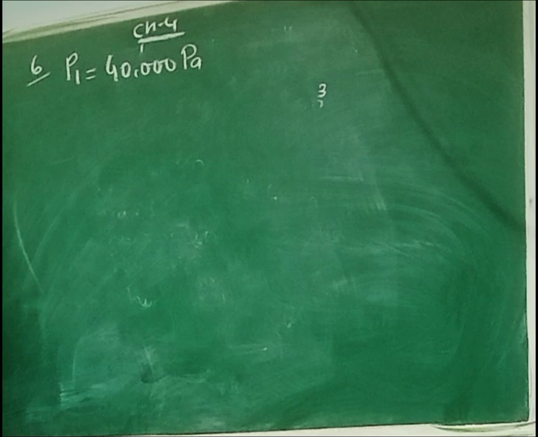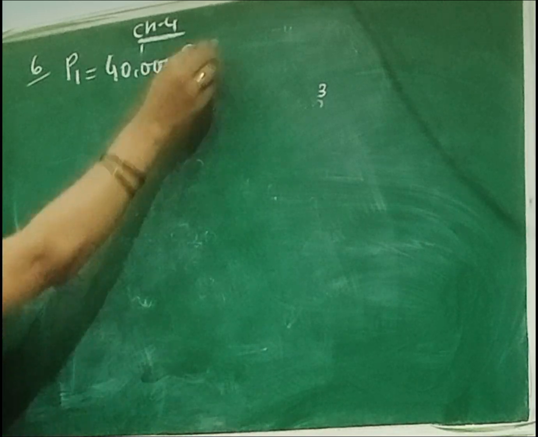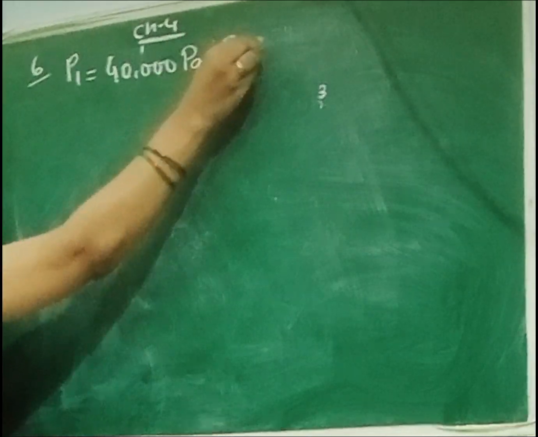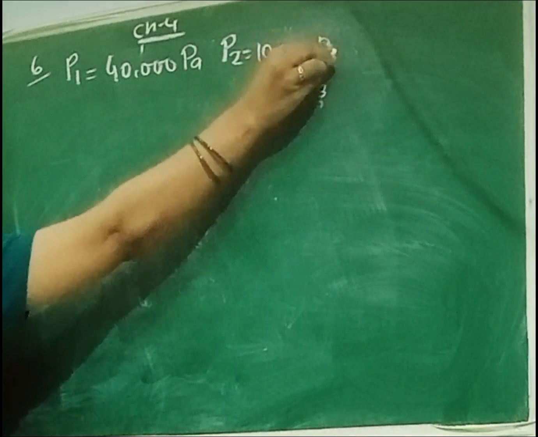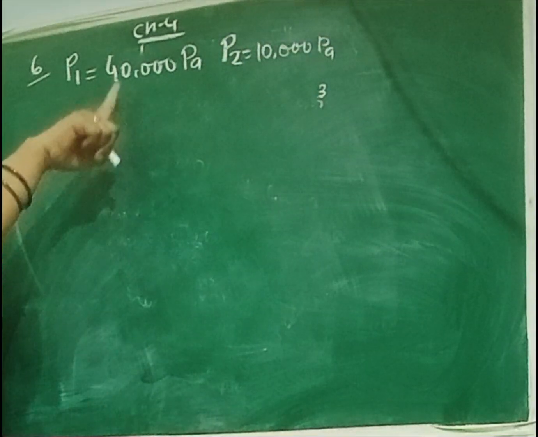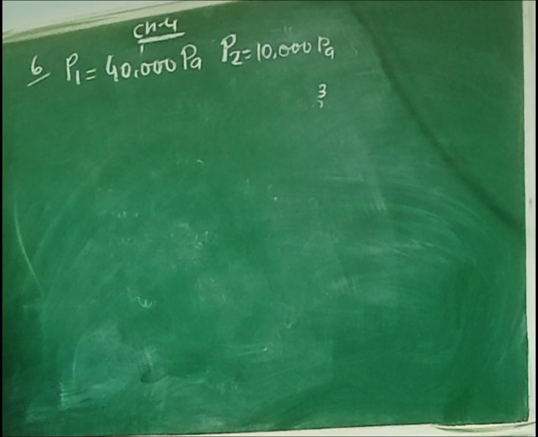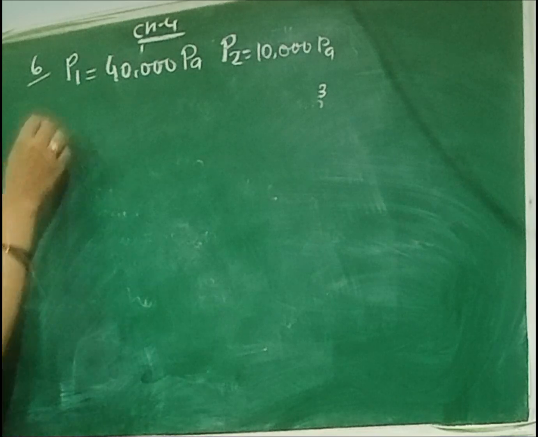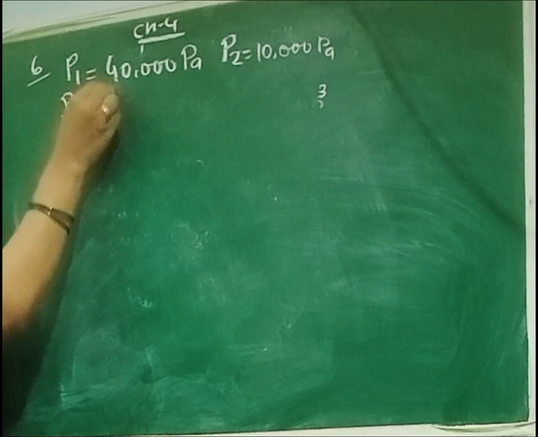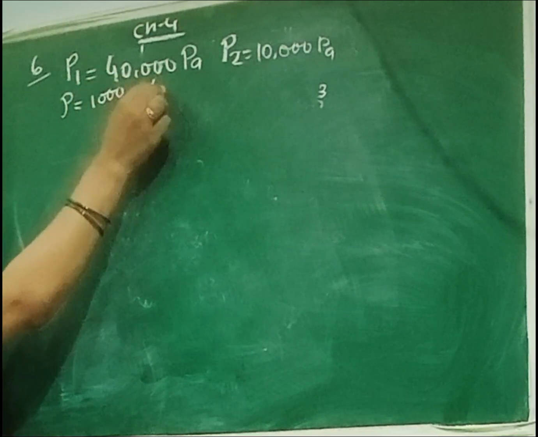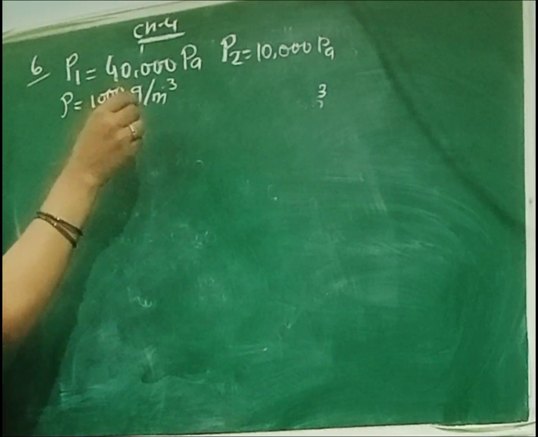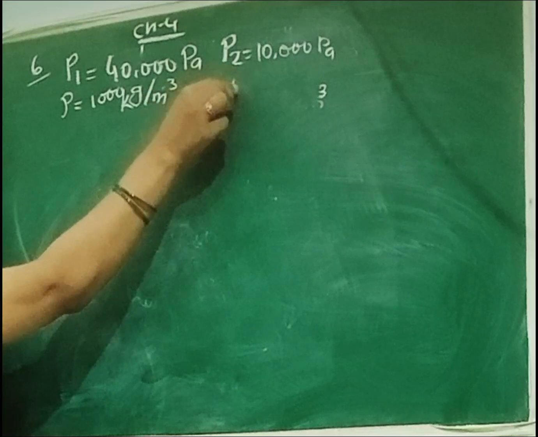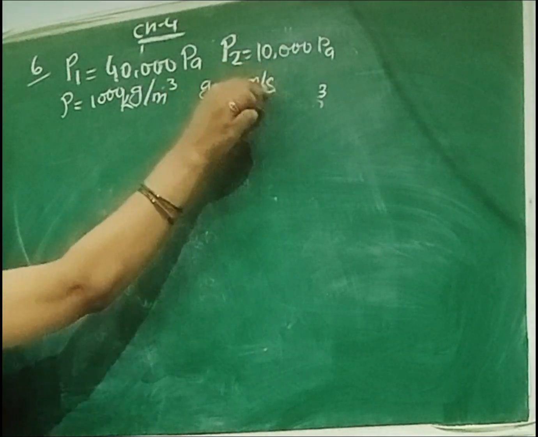Pressure on the first floor is 10,000 Pascal. So you are taking this as P2. P2 is equal to 10,000 Pascal. This is in the ground floor. This is in the first floor. Find the height of the first floor. Take the density of water as 1000 kilogram per meter cube, and g is equal to 10 meter per second square.